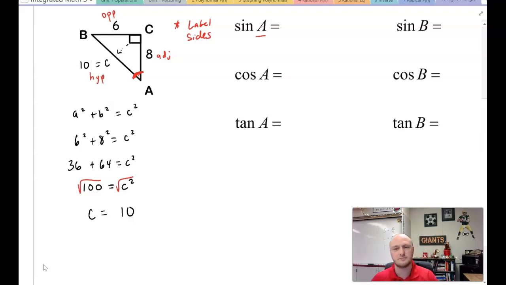Hype? Doesn't this problem get you hyped? Terrible math joke. Sorry.